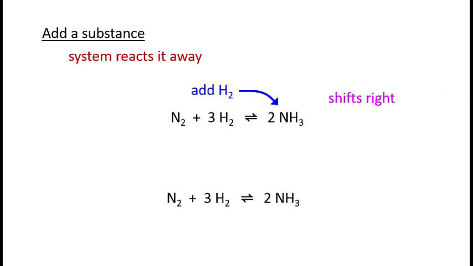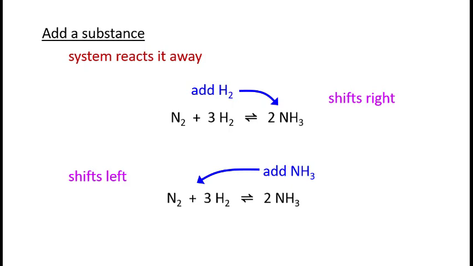Using the same reaction, what if, instead of adding H2, we add ammonia? Again, the system will try to react it away, taking some of the added NH3 and forming N2 and H2. In this case, the reaction shifts to the left.